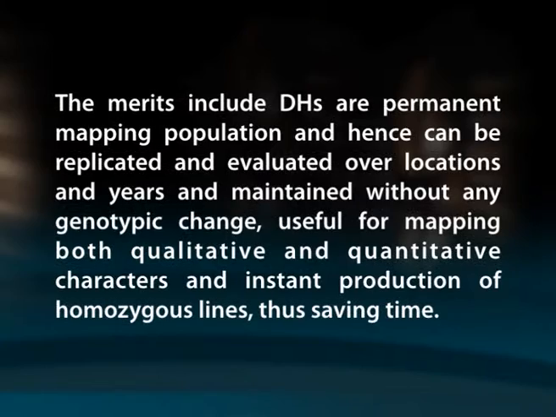The merits include: DHs are permanent mapping populations and hence can be replicated and evaluated over locations and years and maintained without any genotypic change. They are useful for mapping both qualitative and quantitative characters, and give instant production of homozygous lines, thus saving time. The demerits include that the recombination from the male side alone is accounted.